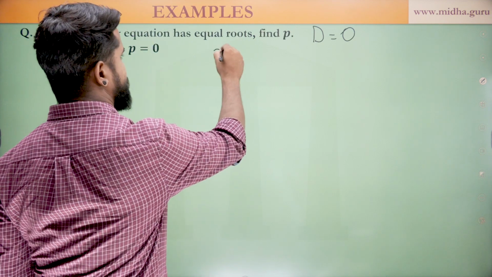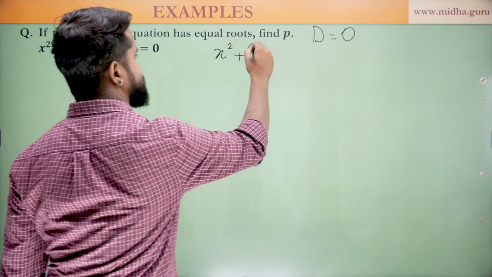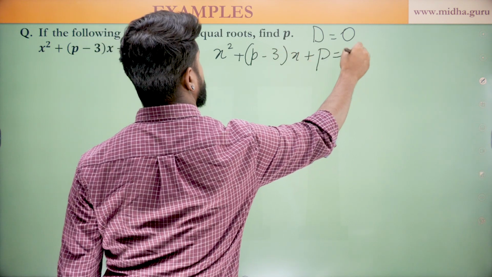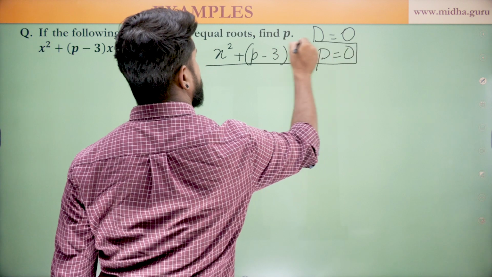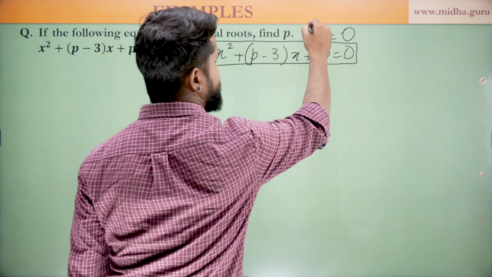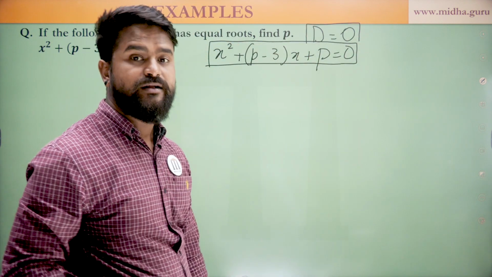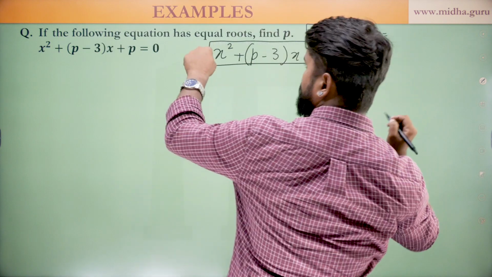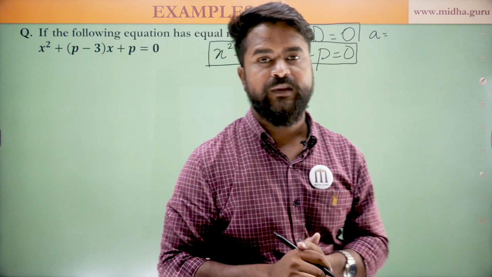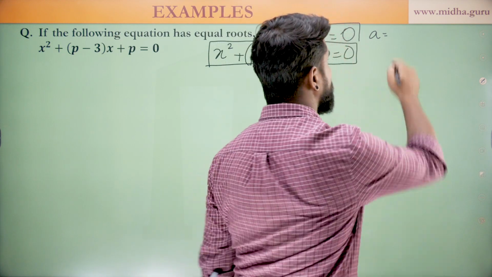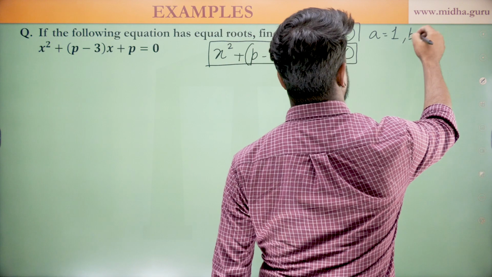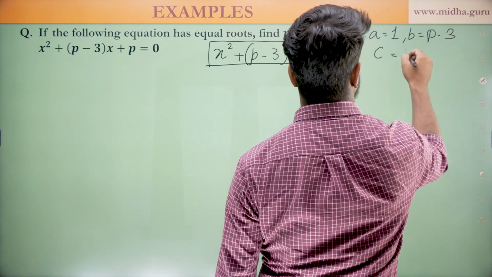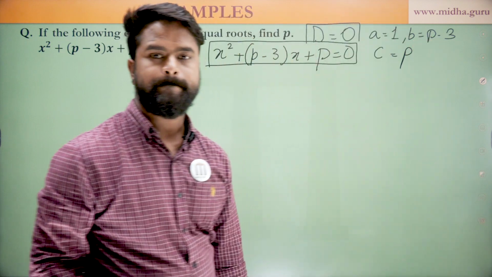I'll write the equation down a bit clearly here. x squared plus (p minus 3)x plus p is equal to 0. Just remember that in equal roots the case is when the discriminant is equal to 0. But before all that, let us say what a is. So there is no number written here. So what will a be? A won't be 0, it will be 1. Similarly, b will be equal to p minus 3 and c is equal to p.